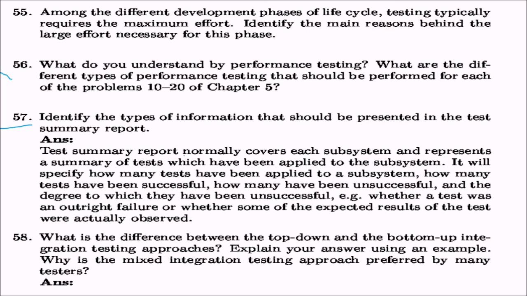The test summary report will normally cover each subsystem and present a summary of tests which have been applied to the system. It will specify how many tests have been applied to a system, how many tests have been successful, how many have been unsuccessful, and the degree to which they have been unsuccessful. For example, whether a test was an outright failure or whether some of the expected results of the test were actually observed. I hope you will work on 55, 56, and 58 by yourself.